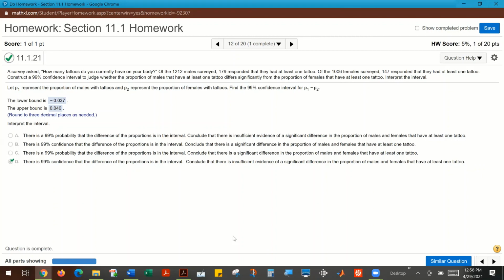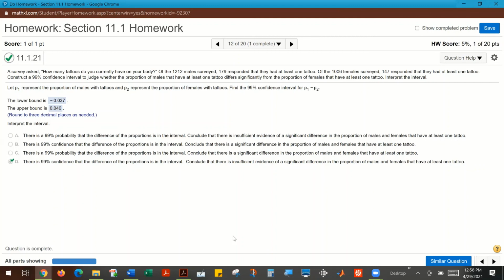So, since we're talking about a 99% confidence interval, you're choosing between options B or D, because that's where they're talking about that 99% confidence. If you look at options A or C, they're talking about 99% probability. This is not a probability. This is a confidence interval.